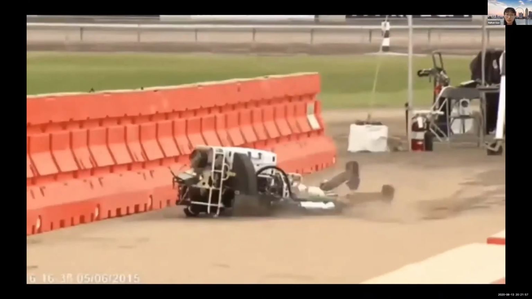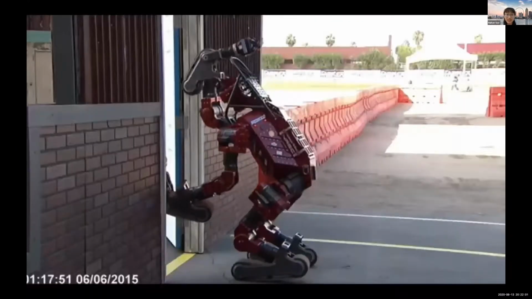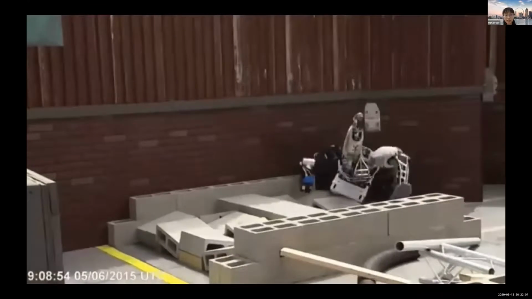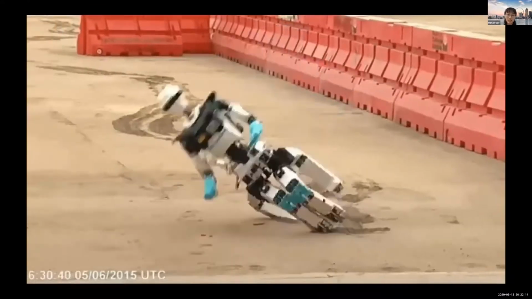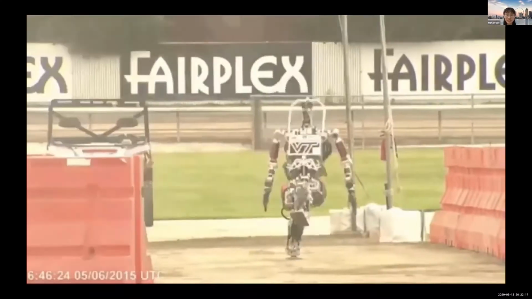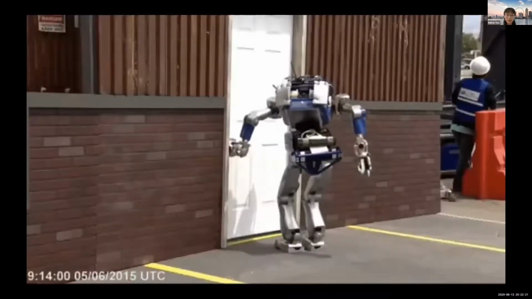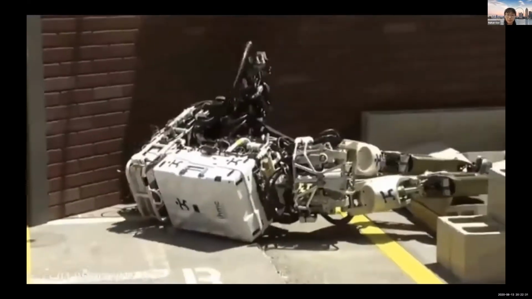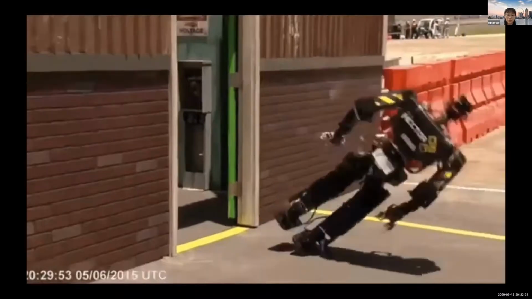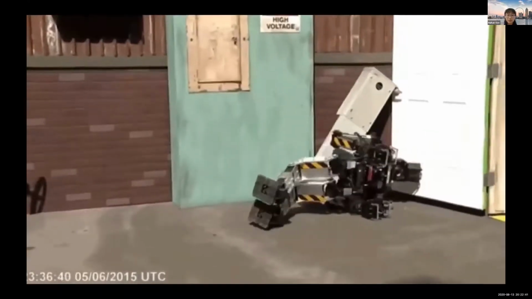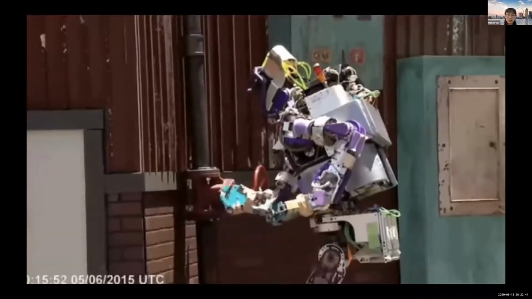It falls when a human is opening a door. It falls when you step on a different surface. It falls with nothing. It falls in front of a door. It tries to grasp something, but nothing happens, and it falls.